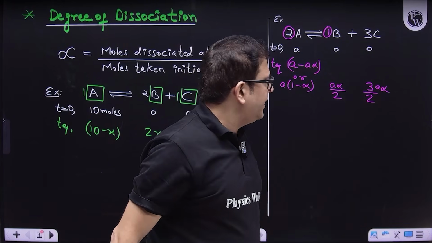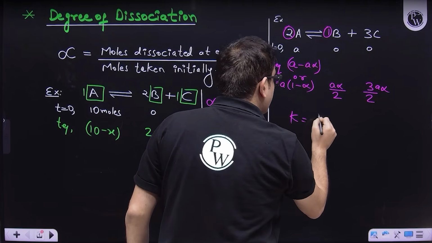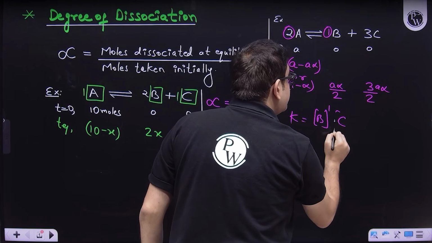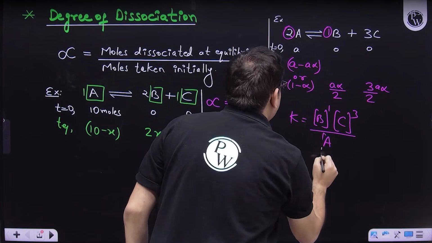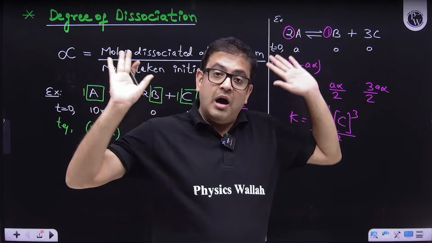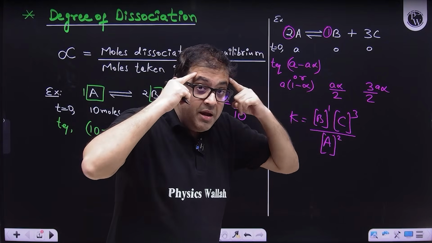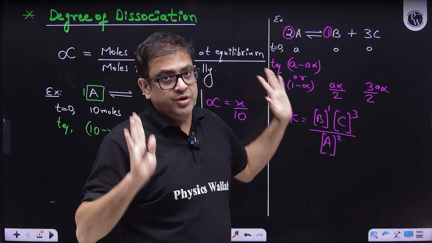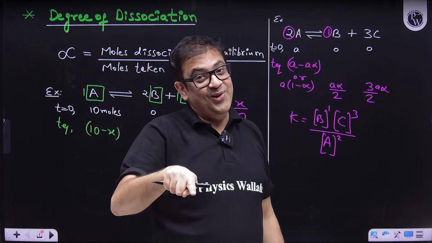If you know the value of K, what will be the value of K? Sir, K will be equal to concentration of B raised to the power 1, concentration of C raised to the power 3, upon concentration of A raised to the power 2. Now, people make this mistake a lot of times. Again, I'm telling you this, I've told you before also. Make sure whether A is moles or A is concentration. If concentration, put directly. If moles, divide by volume.